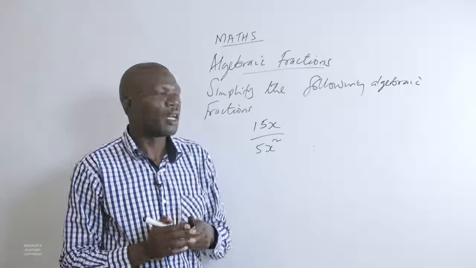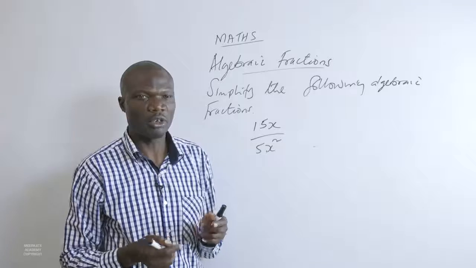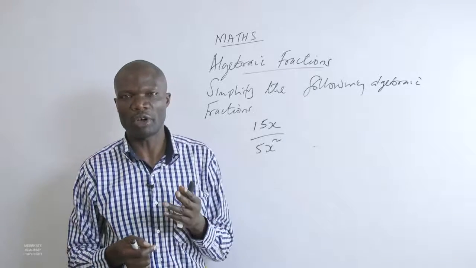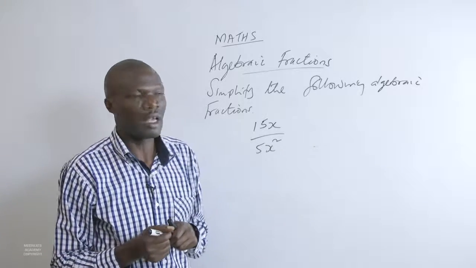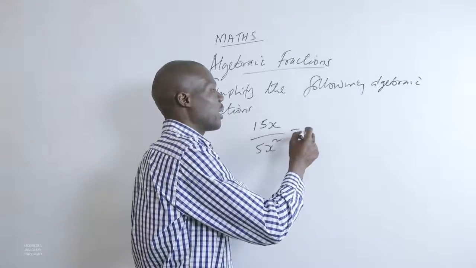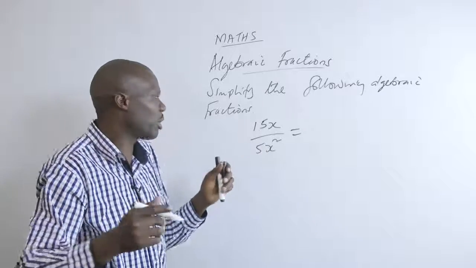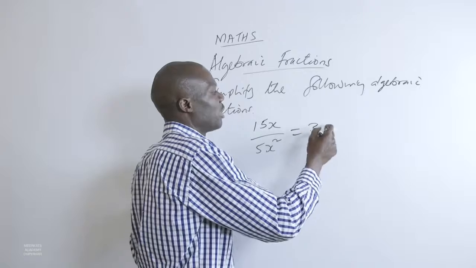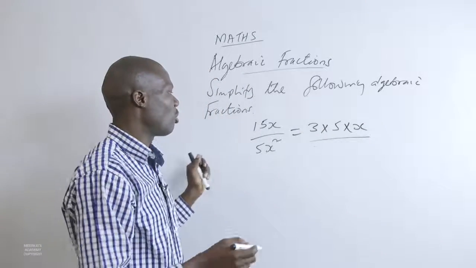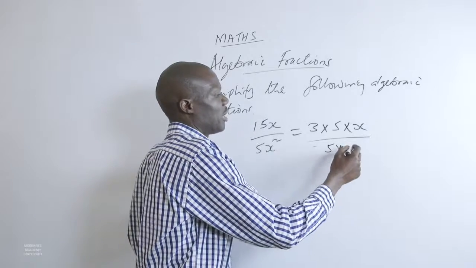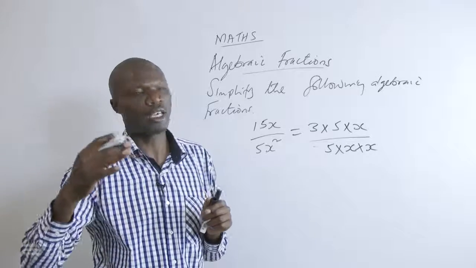We have the power of x this time being introduced, and we have x squared, or x power 2. What happens in such a situation? As we saw earlier on, we can break the numerator down separately so that we write it as a product of its prime factors. This one will be 3 times 5 times x, and the denominator will be 5 times x times x. Why? Because x squared is the same as x times x.